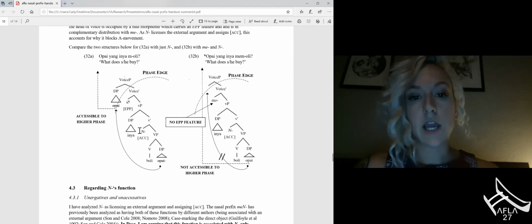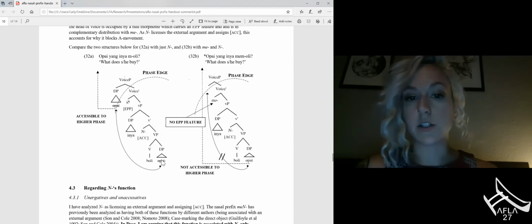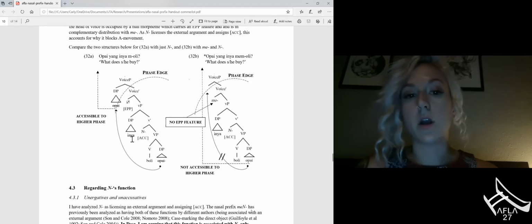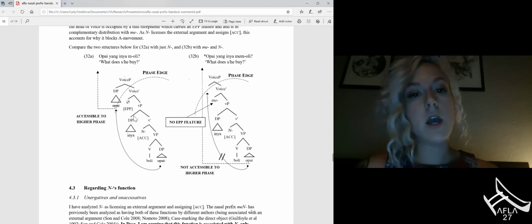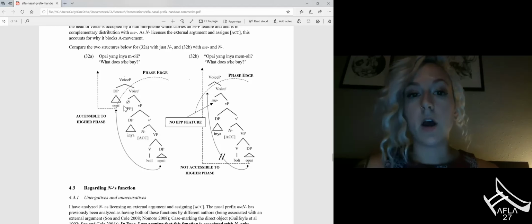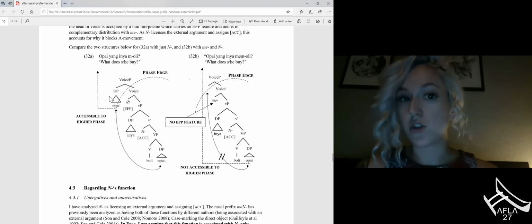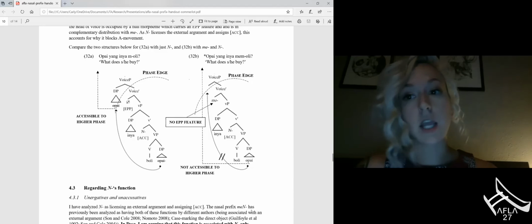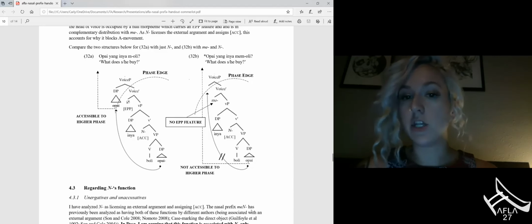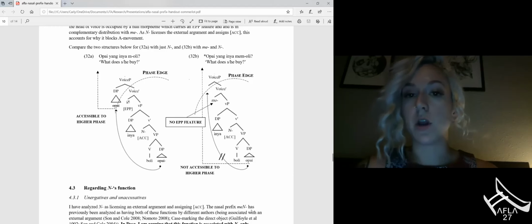So we see this N here is located in little v. It has accusative case. It assigns this to the object and also introduces the external argument. And up here, we have an EPP feature, which allows movement up into its specifier, which is the phase edge. But with ma, same issue as we had in Standard and Jakartan Indonesian. It doesn't have an EPP feature, and thus we can't have any movement up into its specifier.